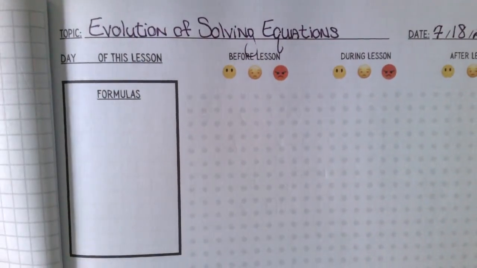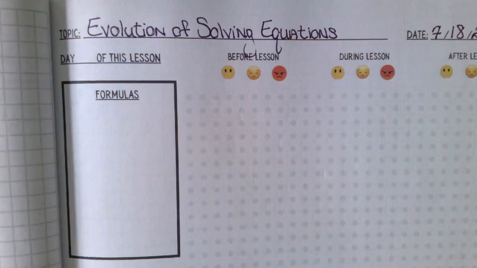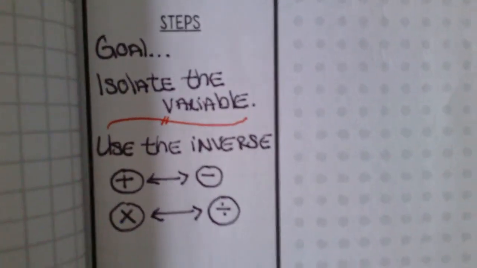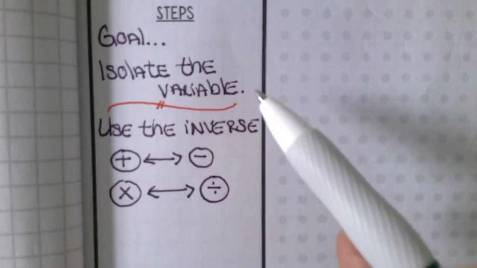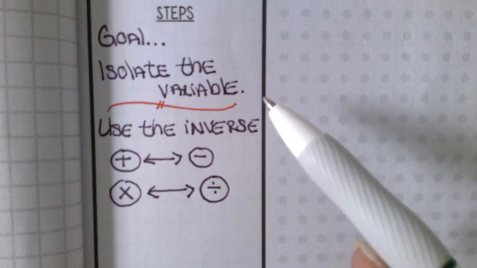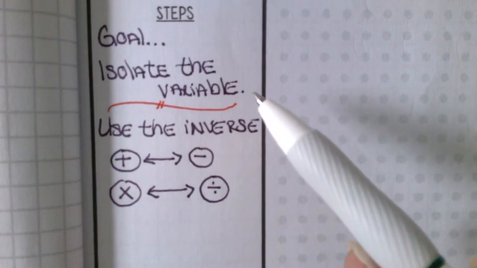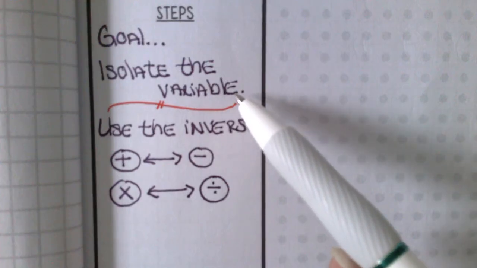All right, so we are looking at how things evolve when it comes to solving equations. When you're trying to solve the equation, the goal is to isolate the variable. Whatever the variable is, it could be X, Y, Z, any letter of the alphabet, but it can't be E or I, because E and I are actually numbers. But we need to get that variable by itself.